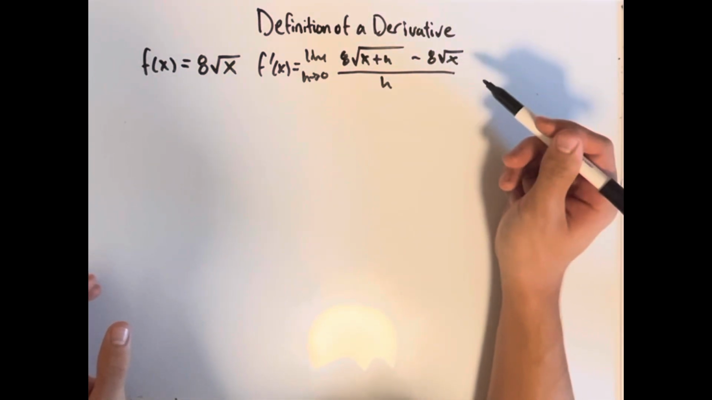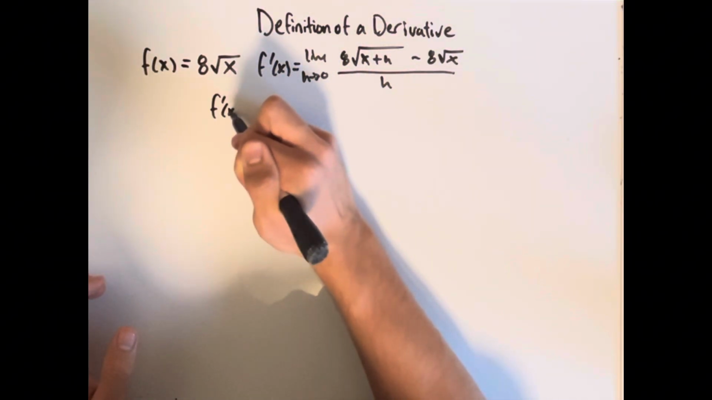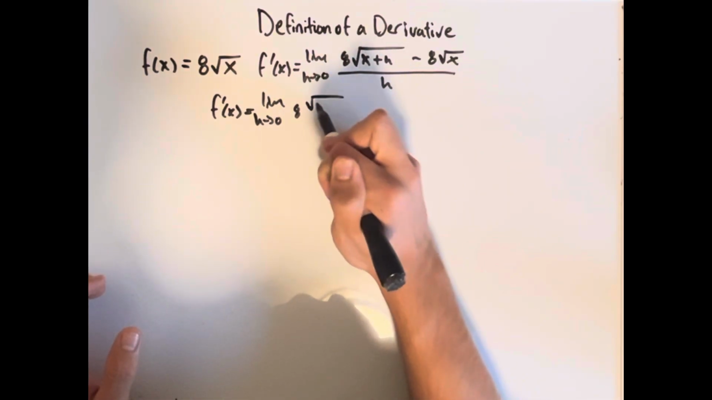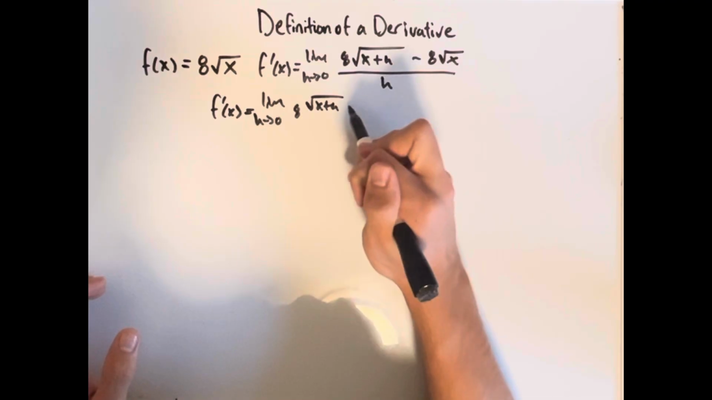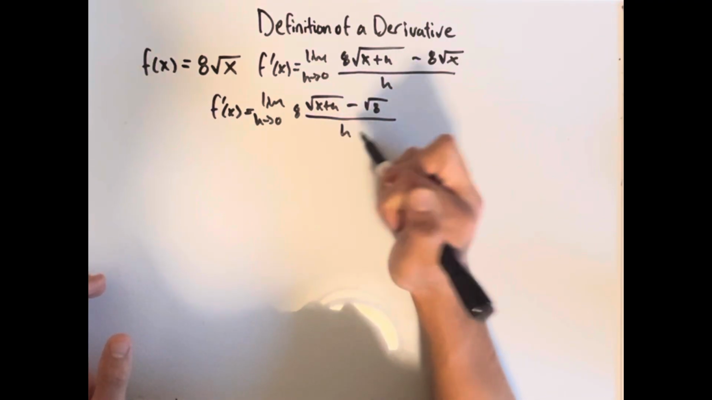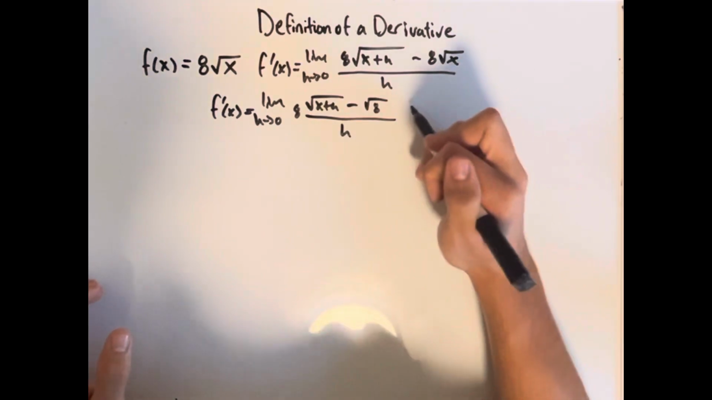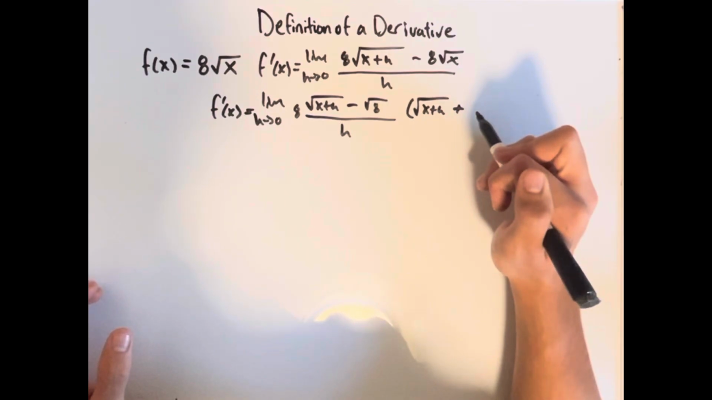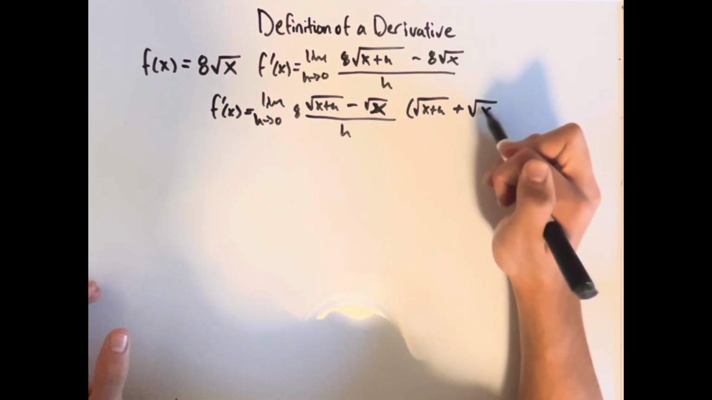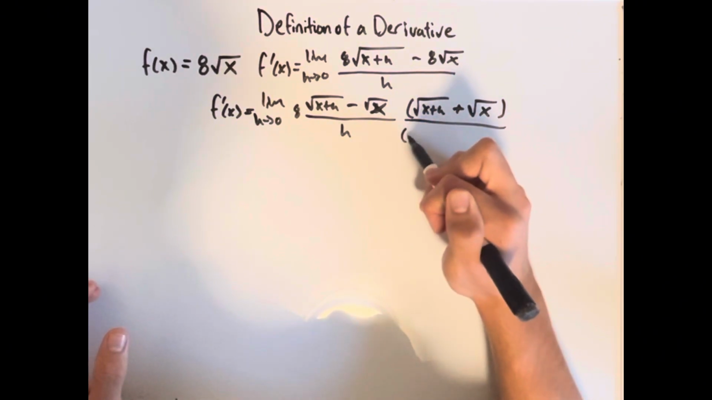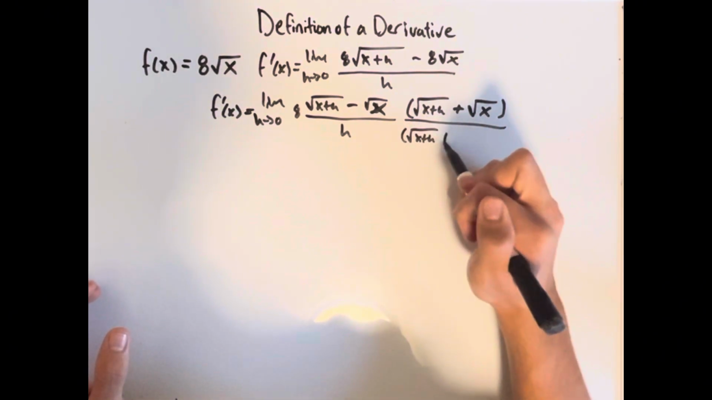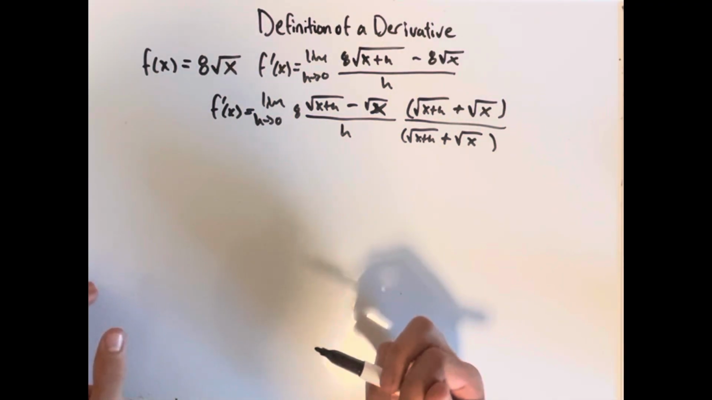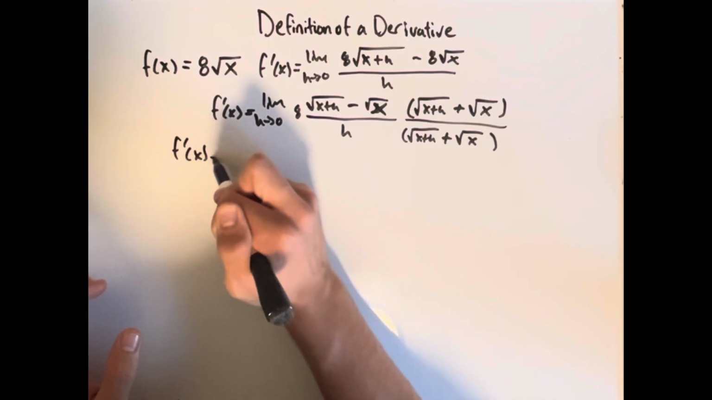We're going to see that we have to use a conjugate here, but just to make things cleaner, I'm first going to factor out that 8 and leave it on the side right here: square root of x plus h minus square root of x, all over h. So now we can multiply by the conjugate, which is square root of x plus h plus square root of x. And remember, we can do this because this cancels out to be 1, so it's the same thing as multiplying by 1.